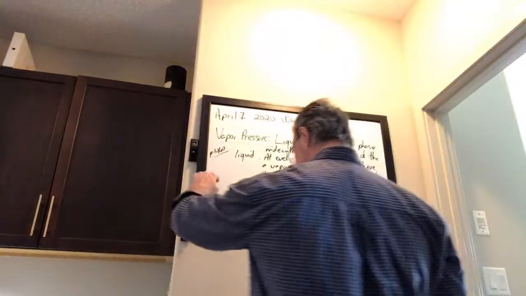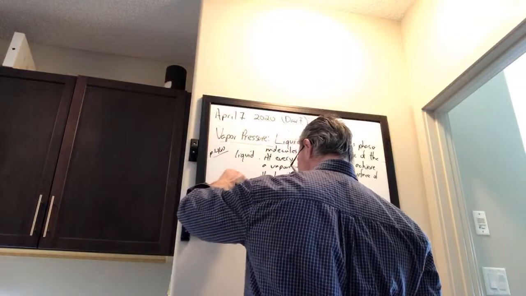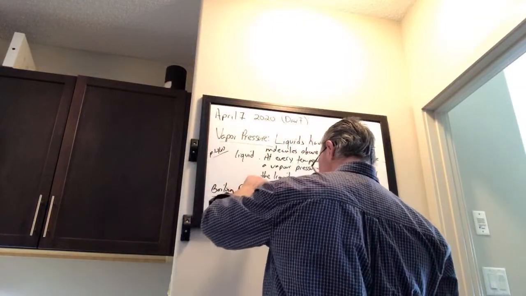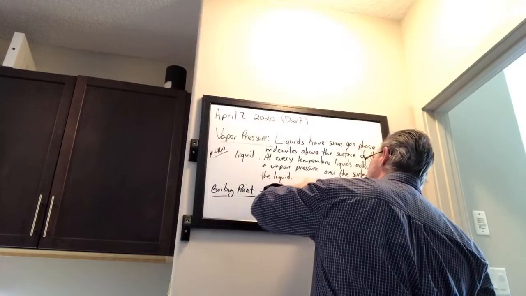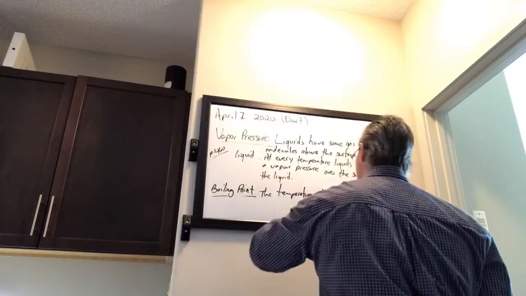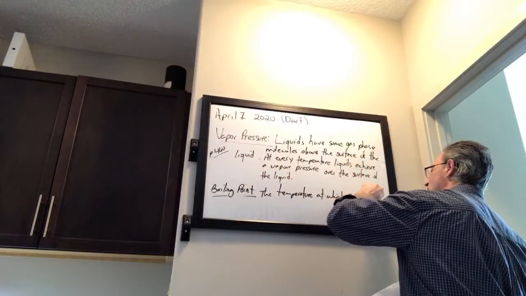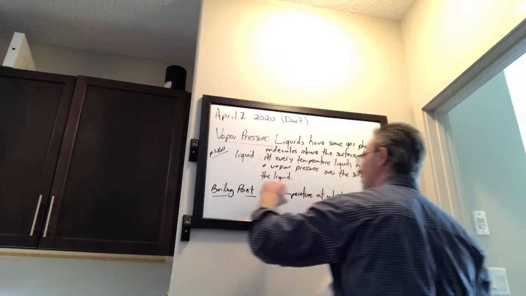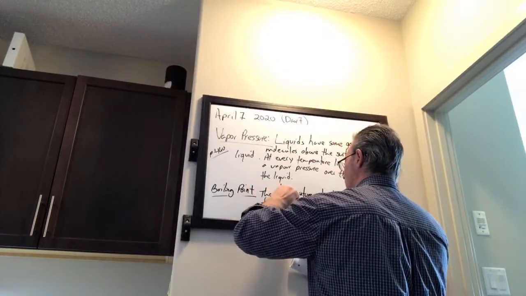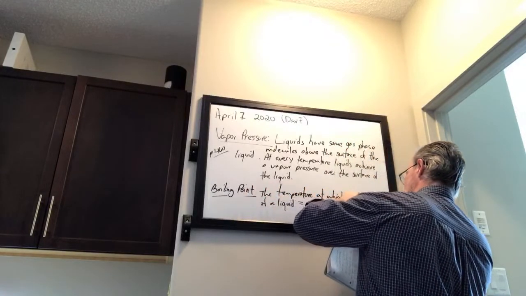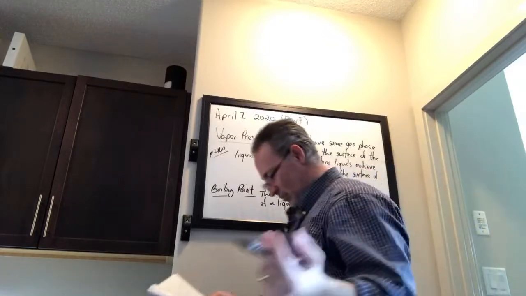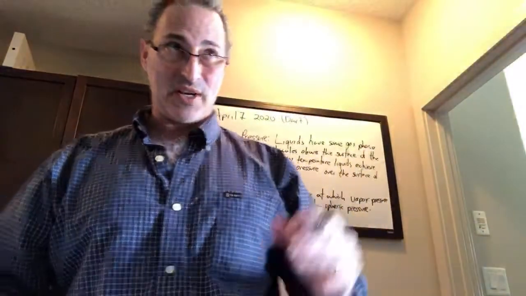Same with boiling points. By the way, definition of a boiling point. It is the temperature at which the vapor pressure of the liquid equals atmospheric pressure. Obviously, we use 1 atmosphere. So water boils at 100 degrees Celsius if it's at sea level with 1 atmosphere of pressure.